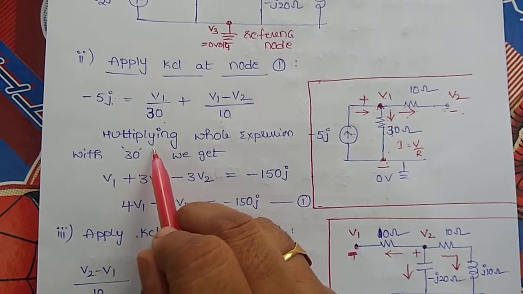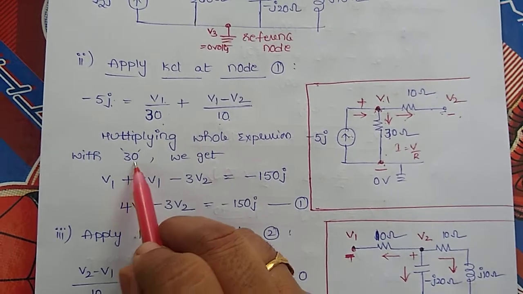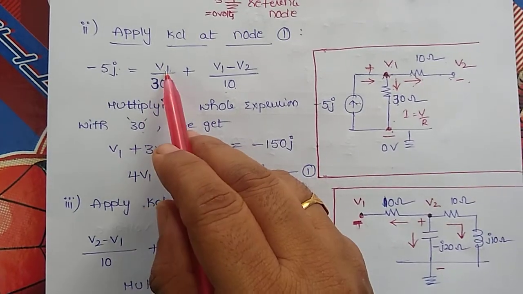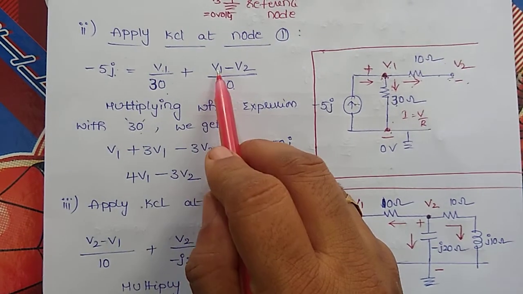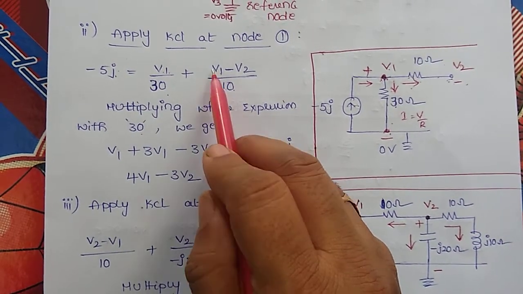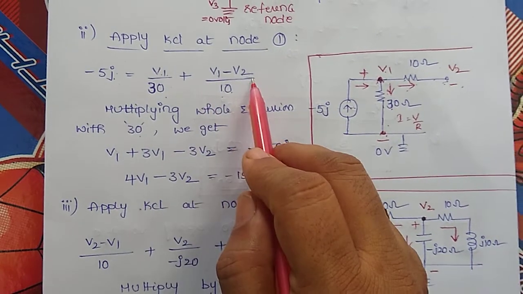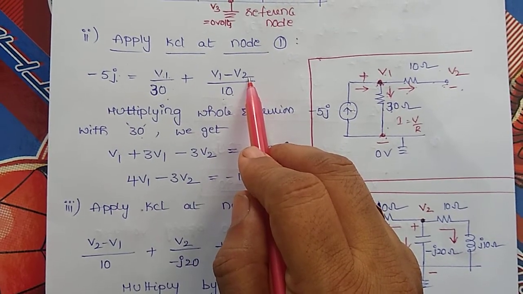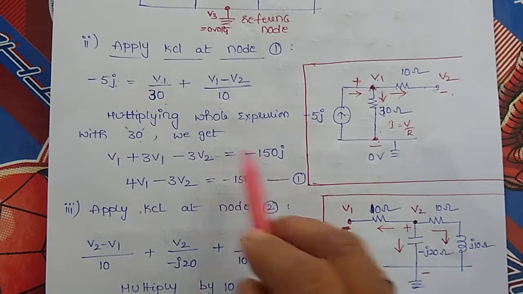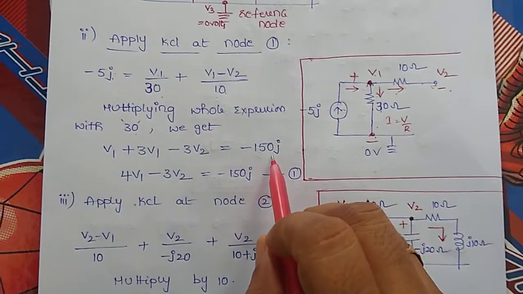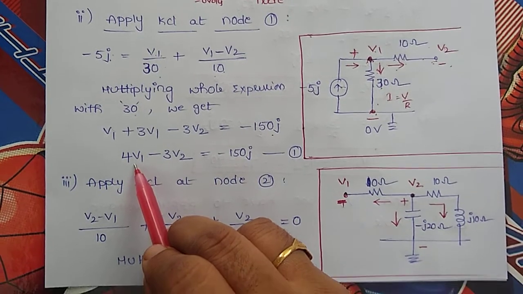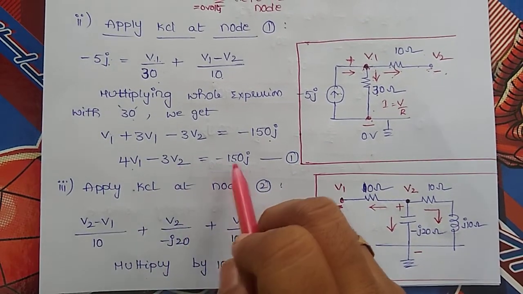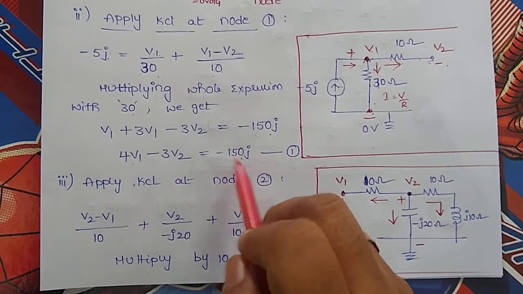So here this is the KCL equation I got. Then for simplicity, I am going to multiply the whole equation by 30. So if it is multiplied by 30, 30 cancelled out, I have V1. And here it is also 30 by 10, so 3 times of V1. And here it is minus 3 times of V2. It is equal to minus 5 into 30 as minus 150J. So on simplifying, I got the equation 4V1 minus 3V2 is equal to minus 150J.